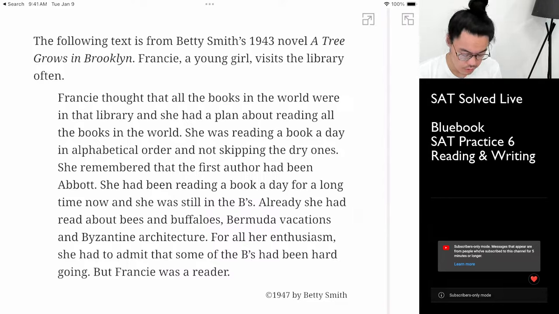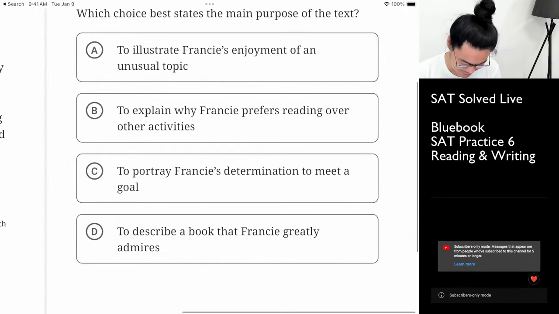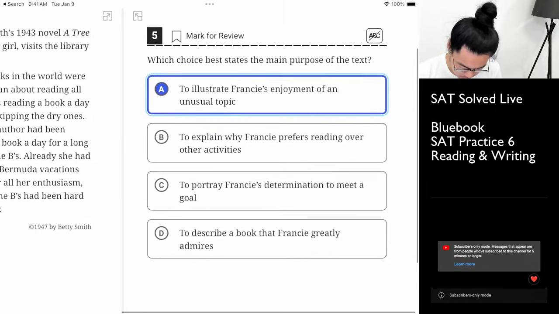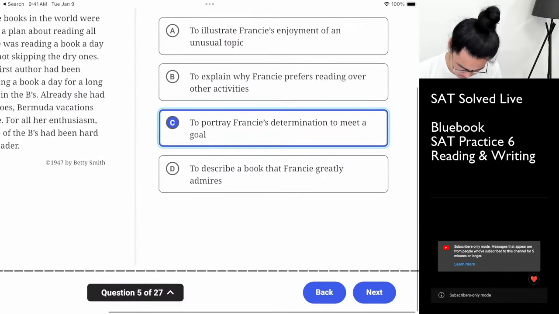The following text is from Betty Smith's novel. Minor technical issue. There we go. Novel, A Tree Grows in Brooklyn, 1943. Francie, library. All the books. Alphabetical. Go through the dry ones. Abbott. A book a day. Bees. Buffaloes, Bermuda, Byzantine. But Francie, wow, that's hilarious, I actually relate to that quite a bit. Enjoyment of, topic's the wrong word. I'm talking about how to characterize her little project. Yeah, there we go. Yep.